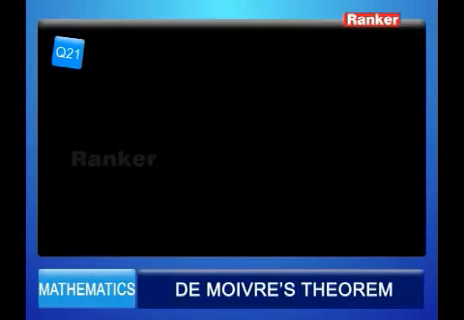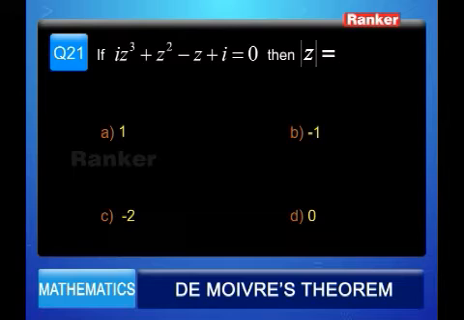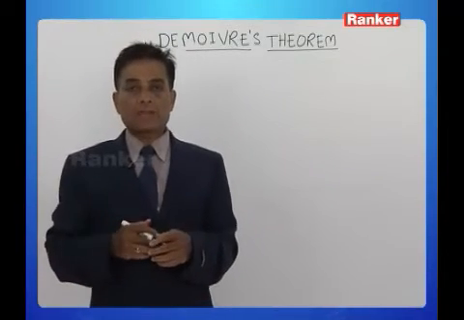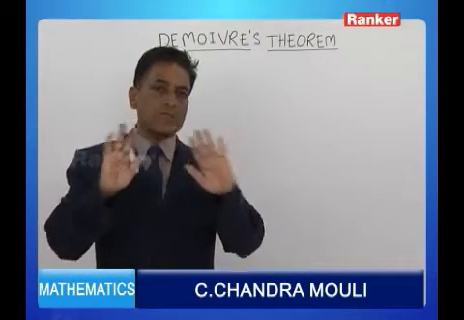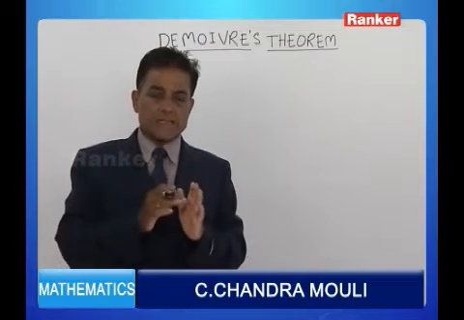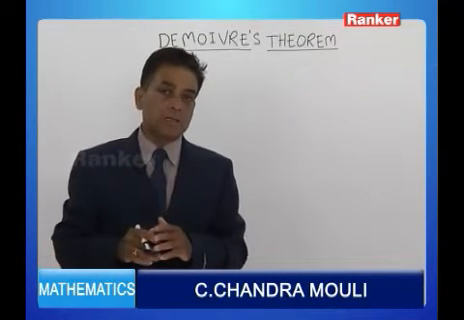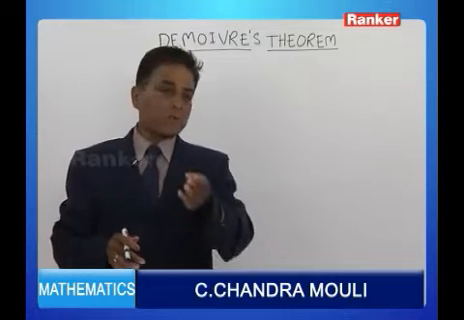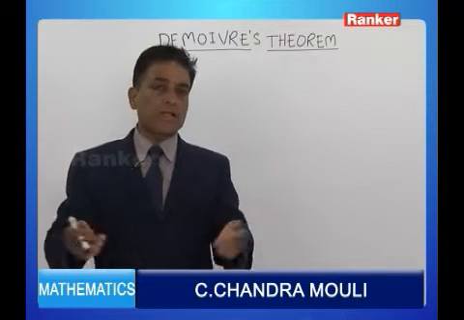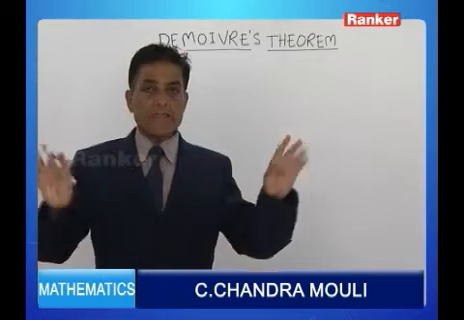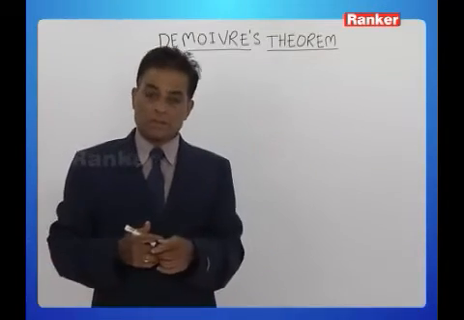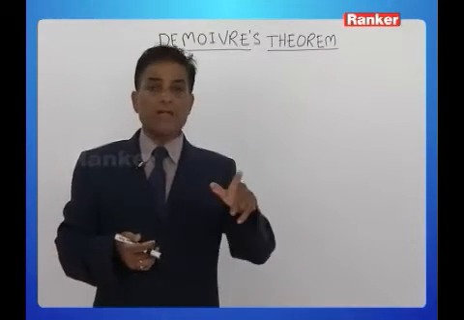Question number 21. If i z cube plus z square minus z plus i is equal to 0, then what is the value of mod z? 4 options are given: 1, minus 1, minus 2, 0. Then what is the right option? It is very clear, modulus is always positive. Mod z means distance from the origin to the complex number, and distance is always positive. The second and third options are negative, minus 1 and minus 2, so they cannot be answers. So first or fourth, and the fourth is 0, so definitely the answer must be 1.